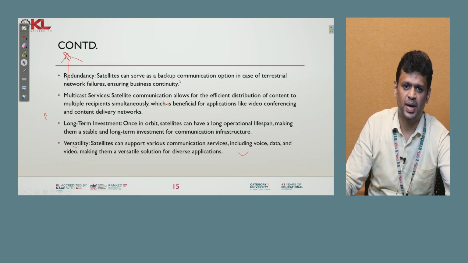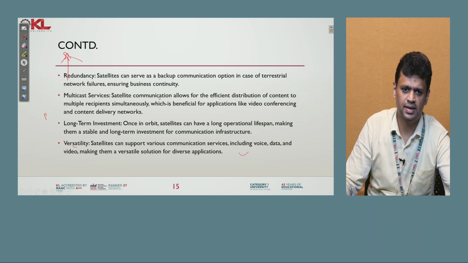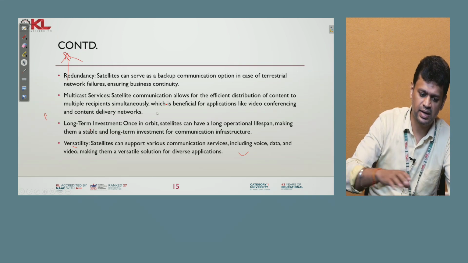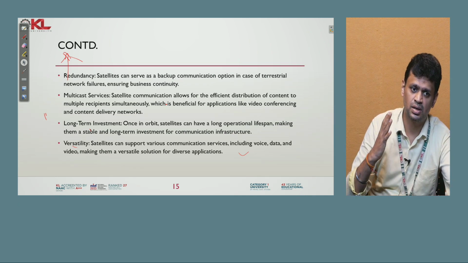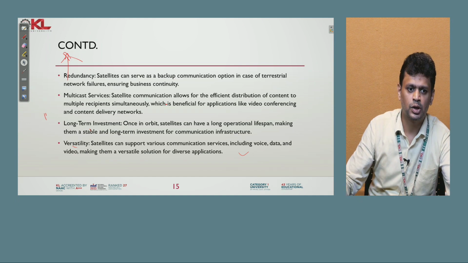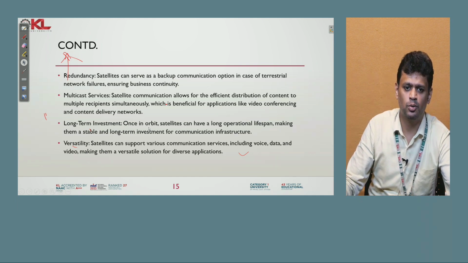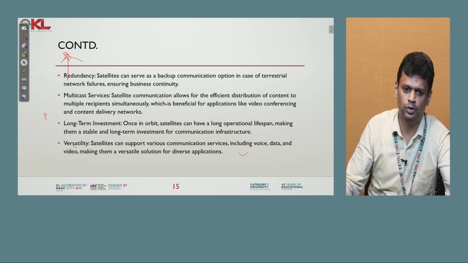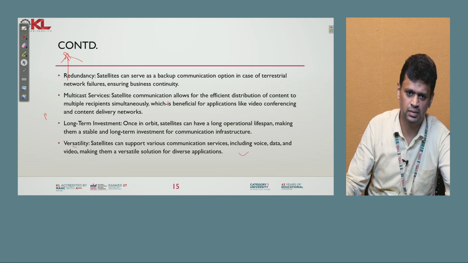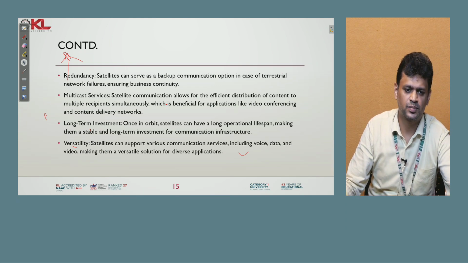Redundancy, satellite can serve as a backup communication option in case the terrestrial network fails. Multicast service, satellite communication allows for efficient distribution of content to multiple recipients simultaneously. So it's not only that satellite can take it from one station and give it to another station, it can give it to 10 stations, 15 stations, so it can serve many countries. Long term investment, initially it will be a little bit expensive to launch, but once in orbit it's going to have a lot of functions, and it can serve in many ways.